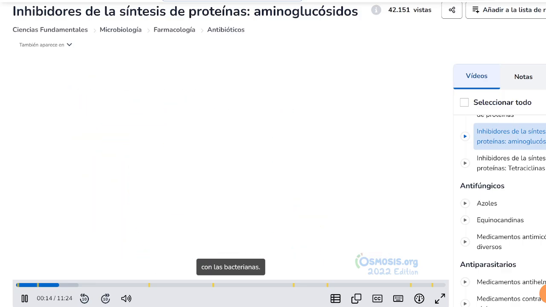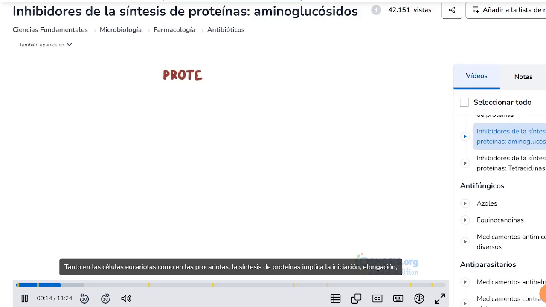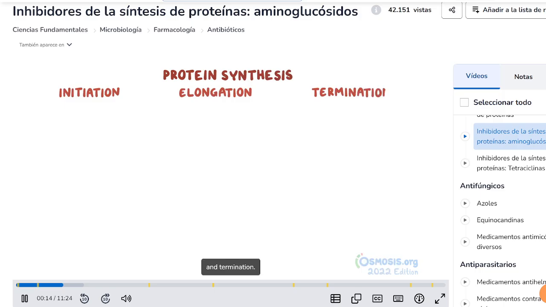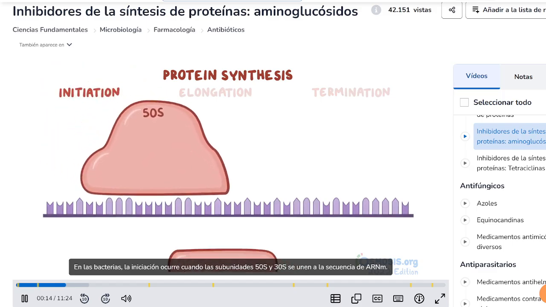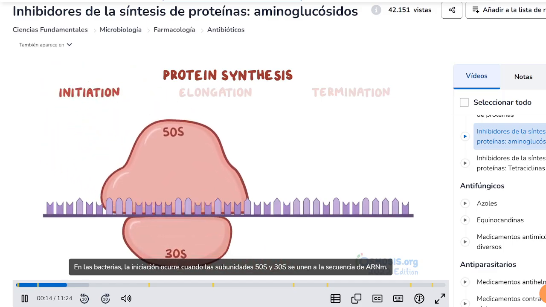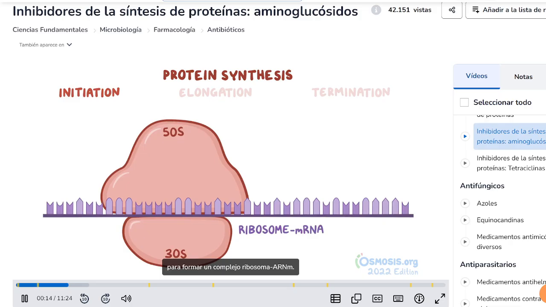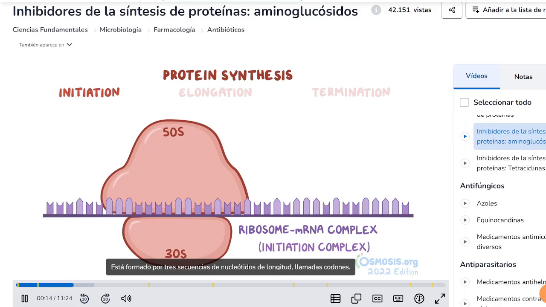In both eukaryotic and prokaryotic cells, protein synthesis involves initiation, elongation, and termination. In bacteria, initiation happens when the 50S and 30S subunits bind to the mRNA sequence to form a ribosome mRNA complex, also known as initiation complex. The mRNA serves as a blueprint for the protein that'll be synthesized. It's made up of 3 nucleotide long sequences, called codons.